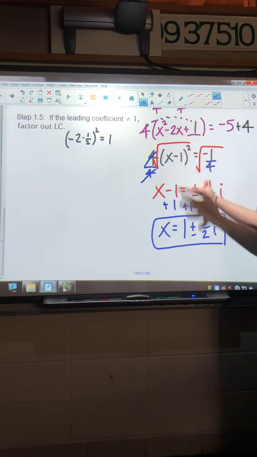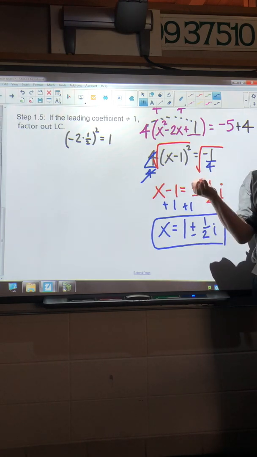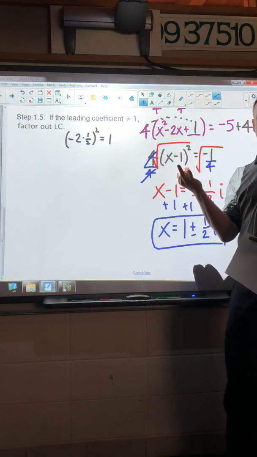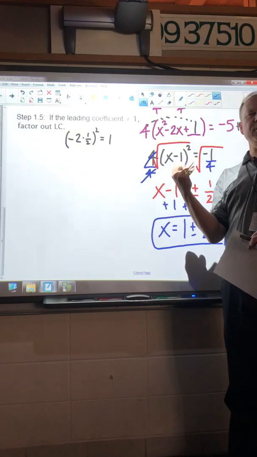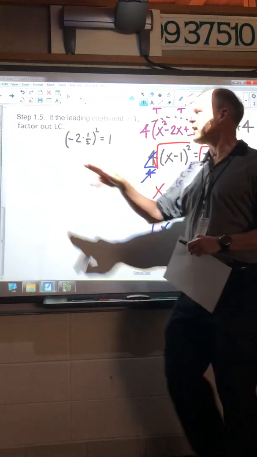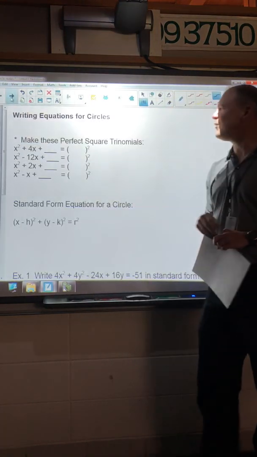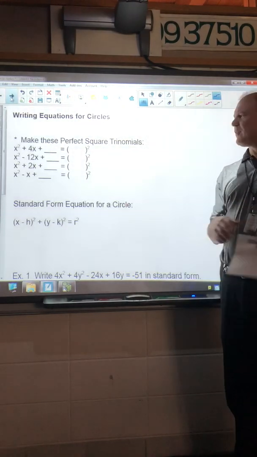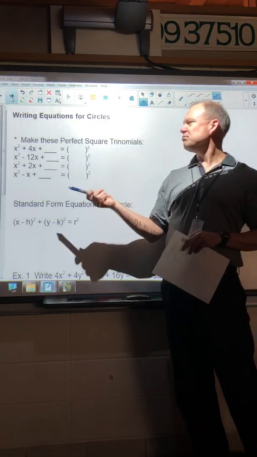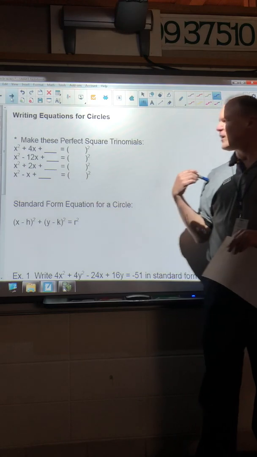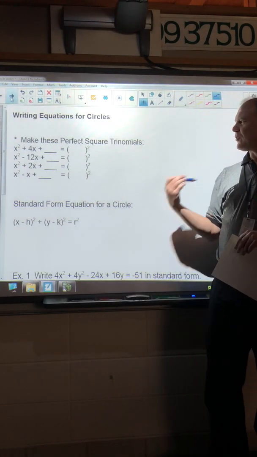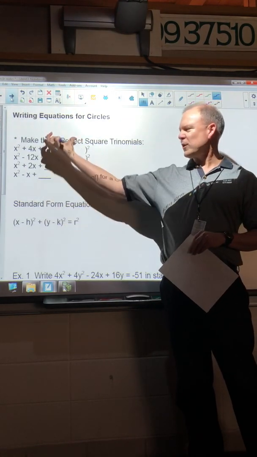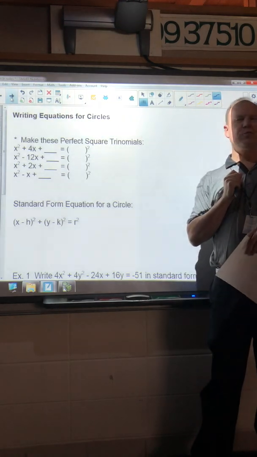So we will be using a portion of this process today with circles. Next Friday we're doing something called ellipses. Next Tuesday we're doing hyperbolas. So all of this will involve this completing the square process. Okay, so here's a little extra practice. If you want to hit pause and give these a try on your own first.